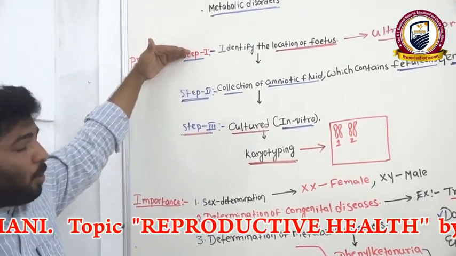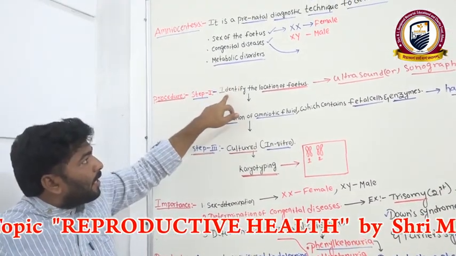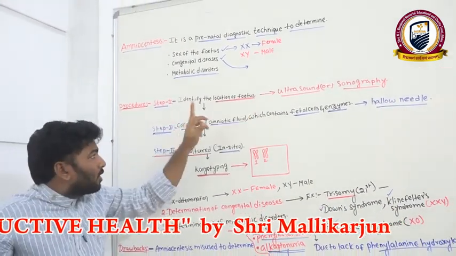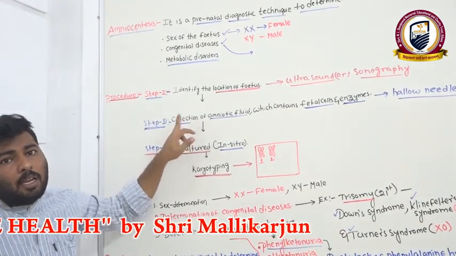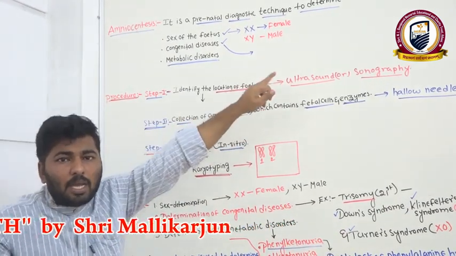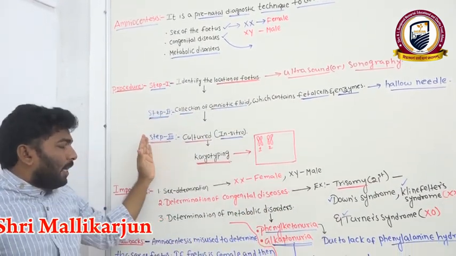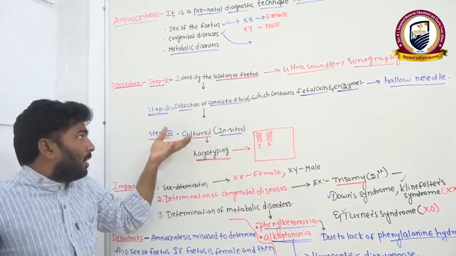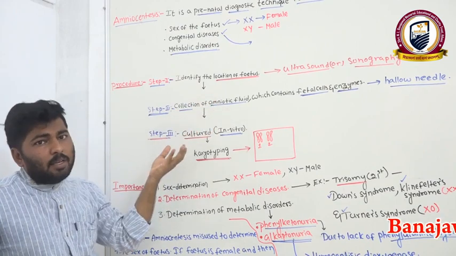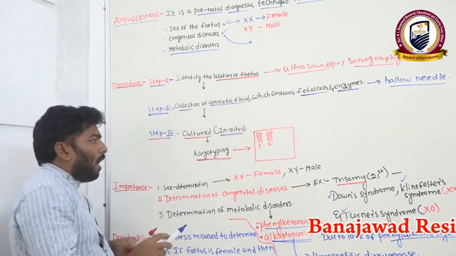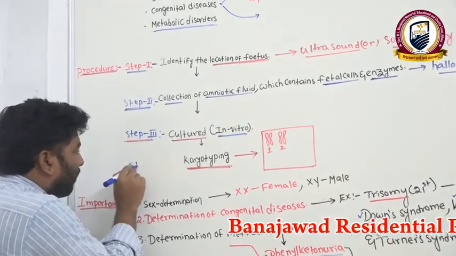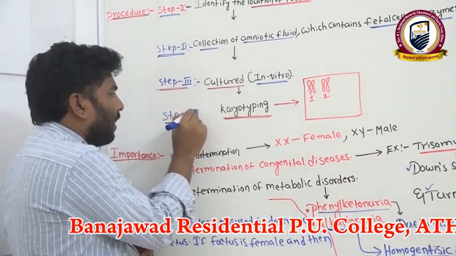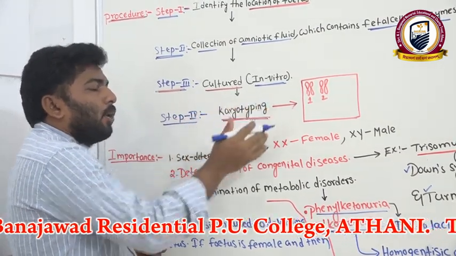See that. Step 1, we are doing identification of the location of the fetus. Step 2, we are collecting the amniotic fluid by using a hollow needle. And step 3, in vitro culturing of the fluid which we collected from the amniotic cavity. Now finally, step 4, that is karyotyping.